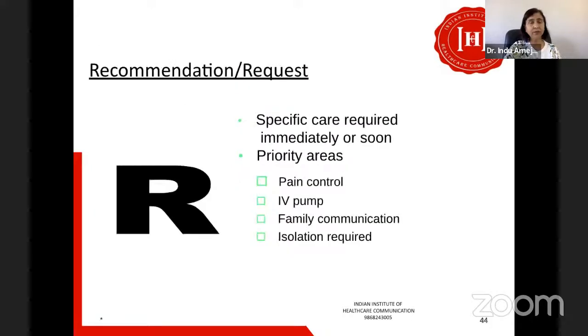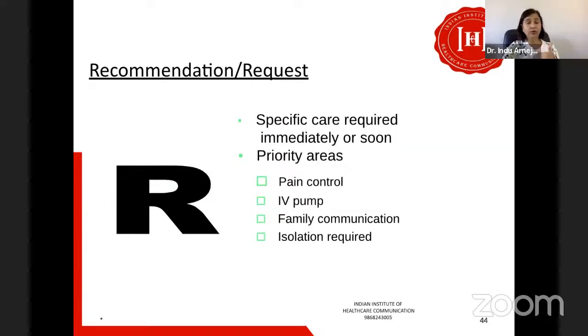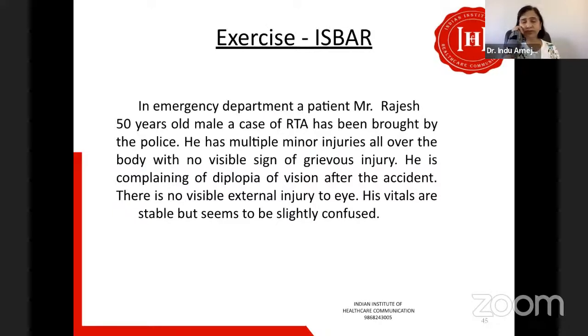assessment about the patient. In recommendation, what do you recommend or what do you request? For example, it could be that I think the patient requires pain medicines, or the patient requires isolation, or the family needs to be communicated with. Whatever is your understanding that will help reduce the severity or manage the situation is your recommendation or request. Or if you want them to immediately come and see, that also is part of the recommendation. So that's about ISBAR.